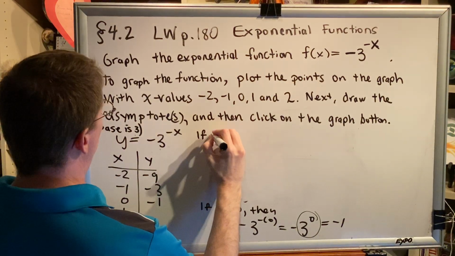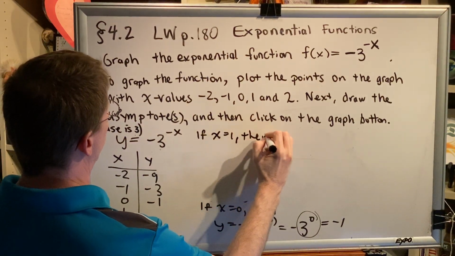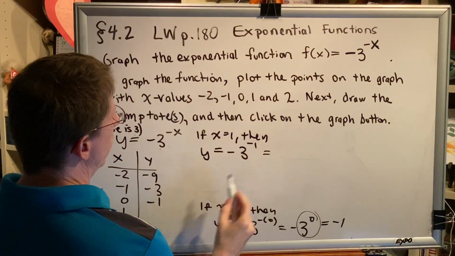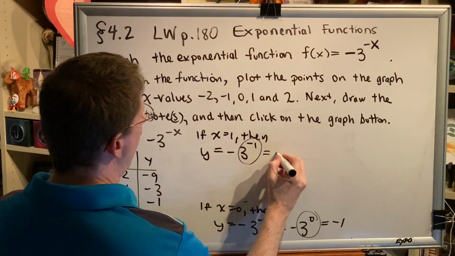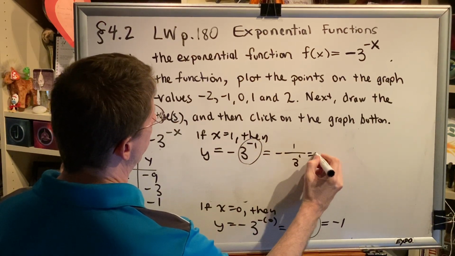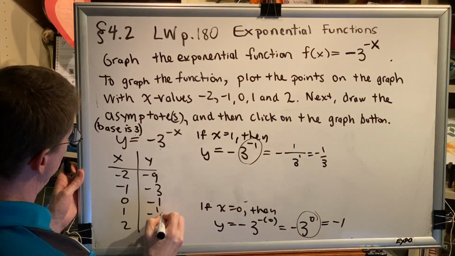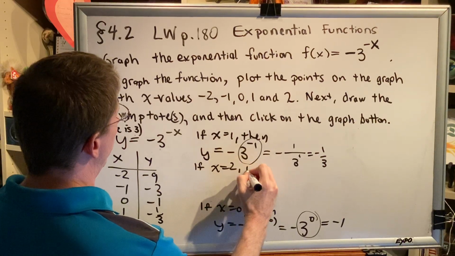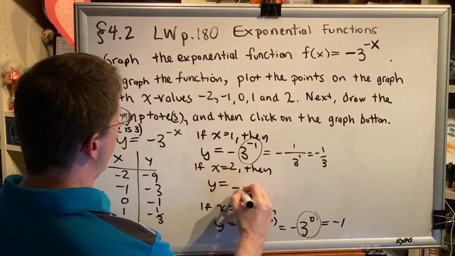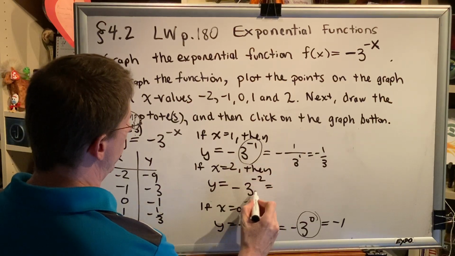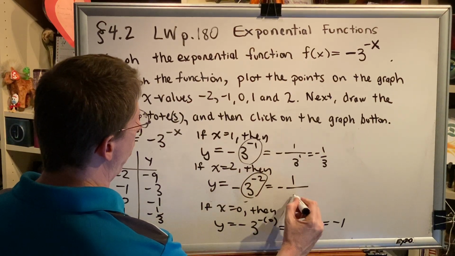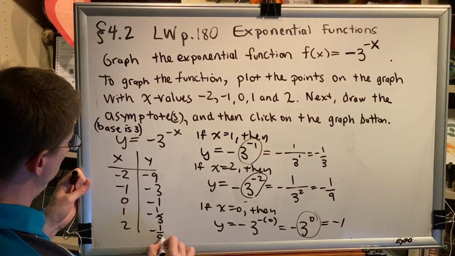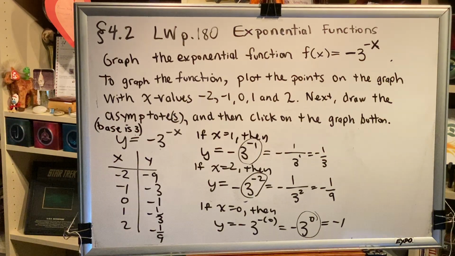If x equals 1, then y equals -3 to the -1. All right, we have to do this first. So we get -1/3 to the +1, which is -1/3. And finally, if x equals 2, then y equals -3 to the -2. Do this first, so we get -1/3 squared, -1/9. Okay, great. We've got all 5 points.